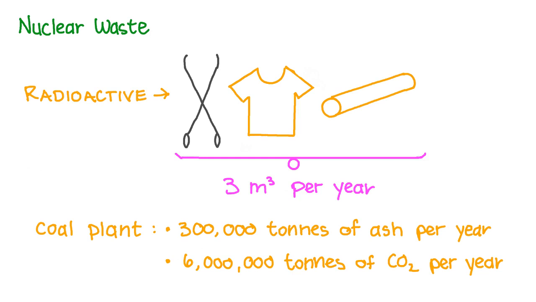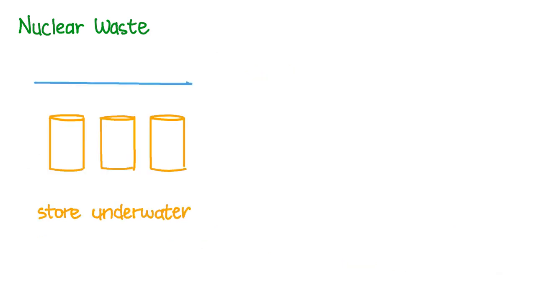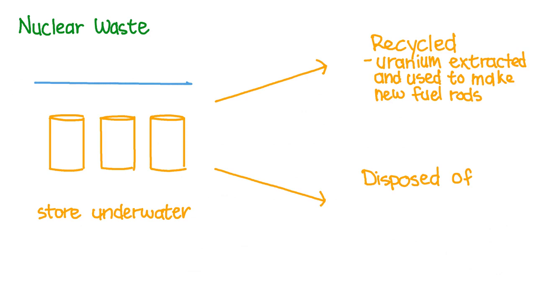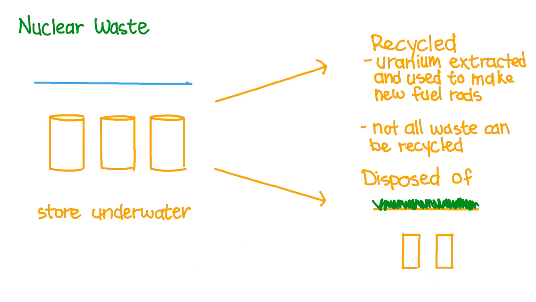But nuclear waste is radioactive, so it needs to be dealt with carefully. The first thing that we do to deal with nuclear waste is to put it in barrels and store it underwater. We do this because fresh nuclear waste is extremely hot and quite radioactive. After the waste has had a chance to cool down, it can either be recycled or disposed of. If we recycle the waste, the uranium is extracted, mixed with fresh uranium, and used to create new fuel rods. But not all waste can be recycled. There's always some small amount, about 4%, that will need to be disposed of. To dispose of the nuclear waste, it's buried in barrels in deep underground caverns.